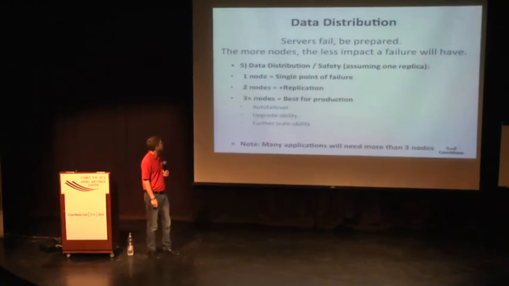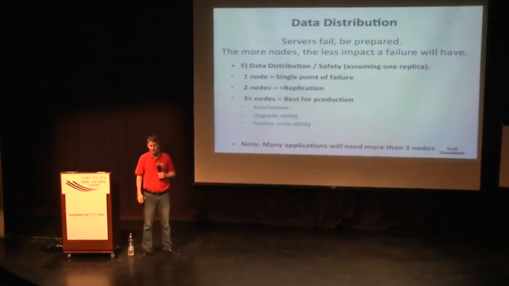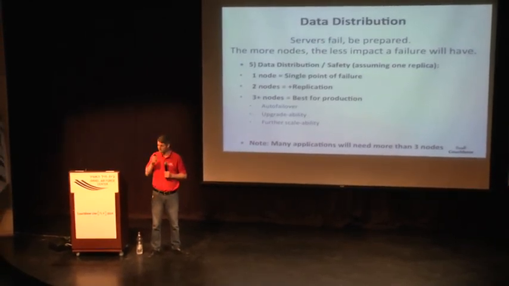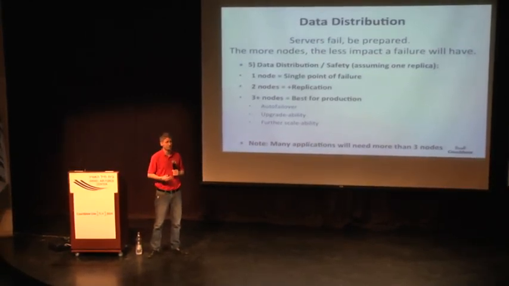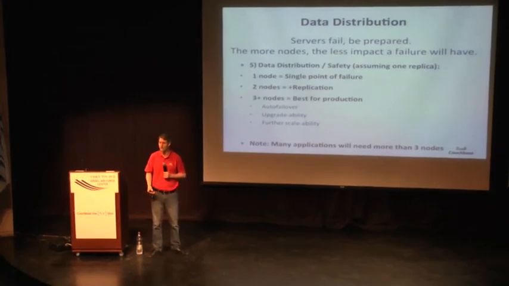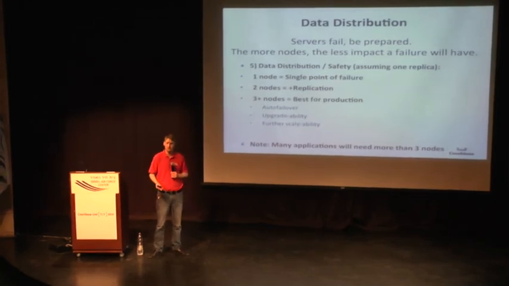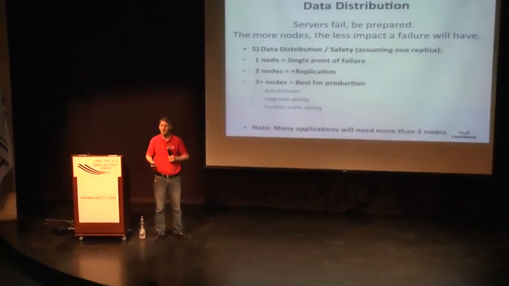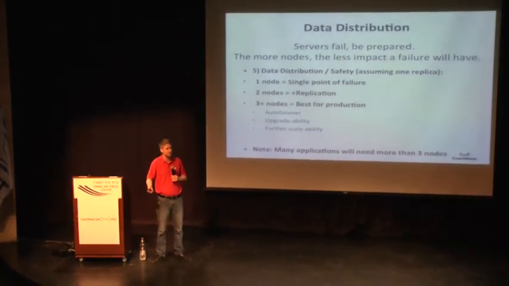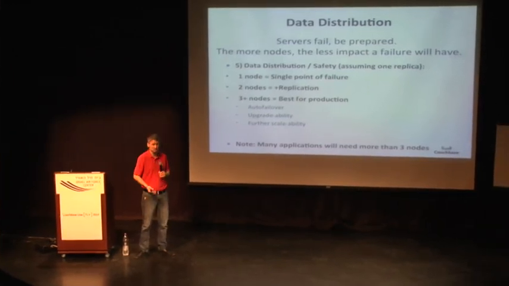So the last one, number 5, for factors controlling your sizing, is general data distribution and general data safety. Everybody understands that one node would be a single point of failure, and they don't want to deploy with that. Many customers starting out think that 2 nodes is sufficient: I have replication, why would I need more than that? Well, the reason we recommend at least 3 nodes in production is so that if one fails, you don't have a single point of failure.